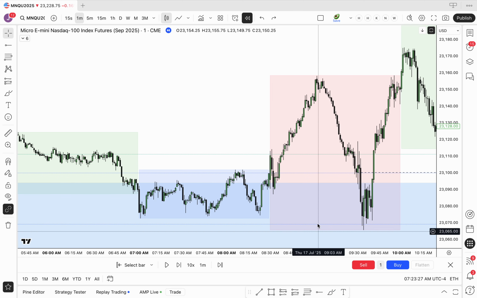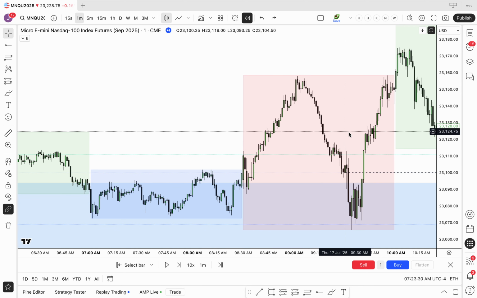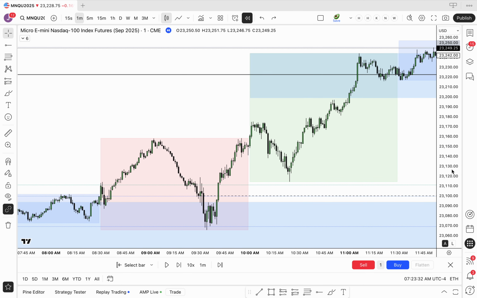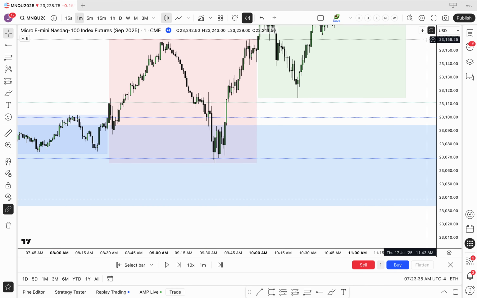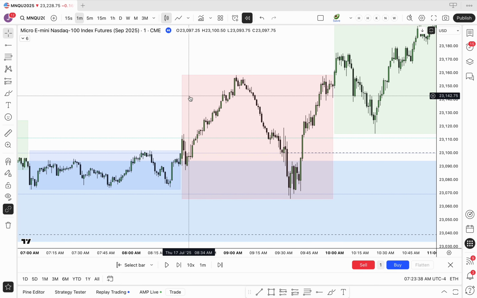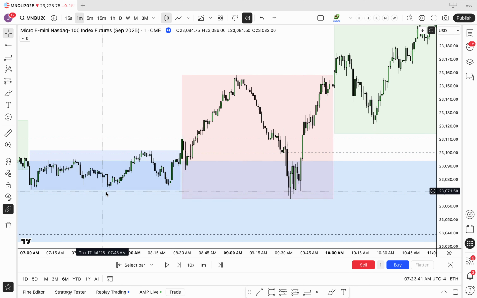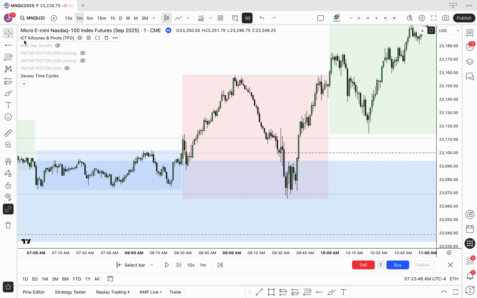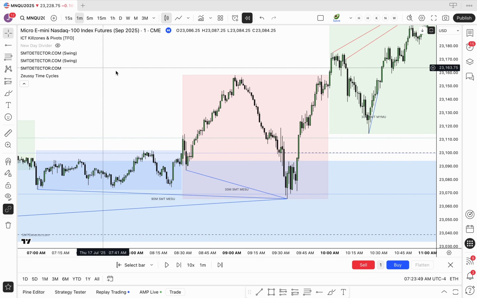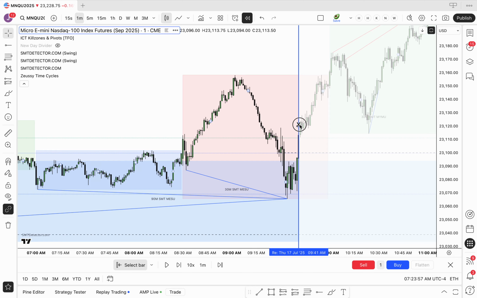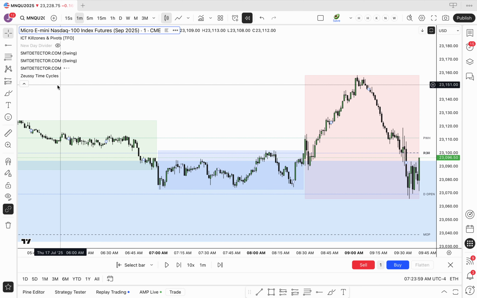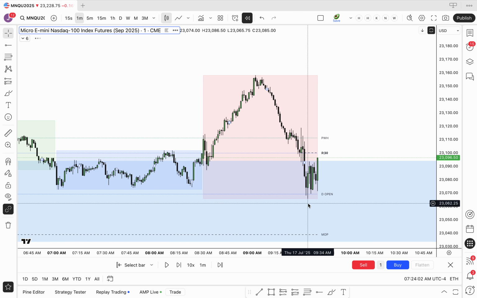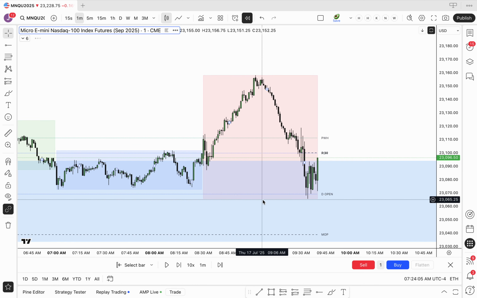So, what we can look at, we're at the point of interest, and then 9:30 opens, drops lower, taking out the liquidity here, the time-based liquidity, forming SMT. So we drop lower, SMT forms between these lows.